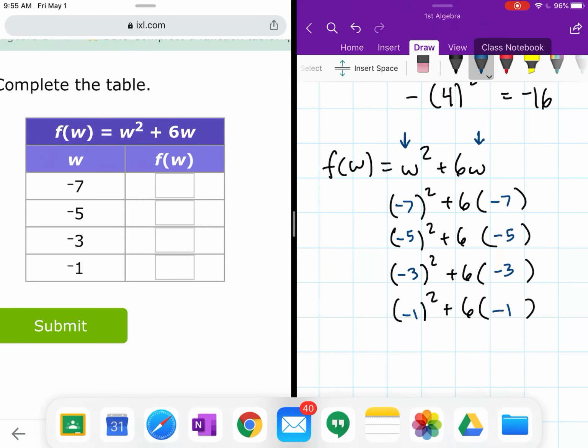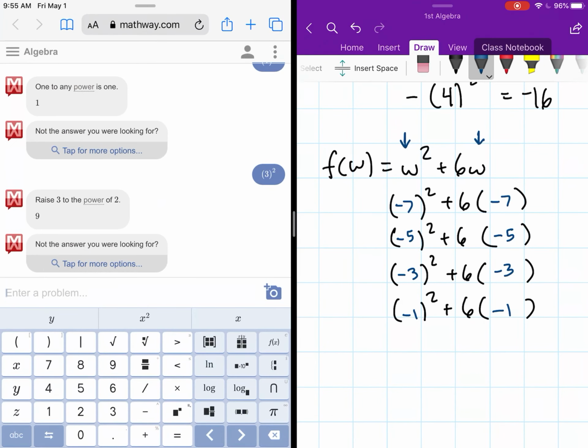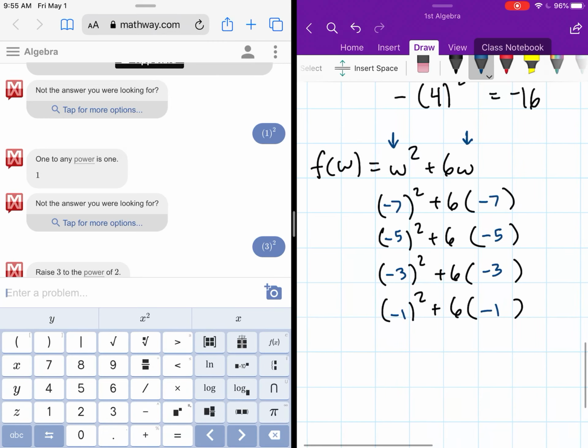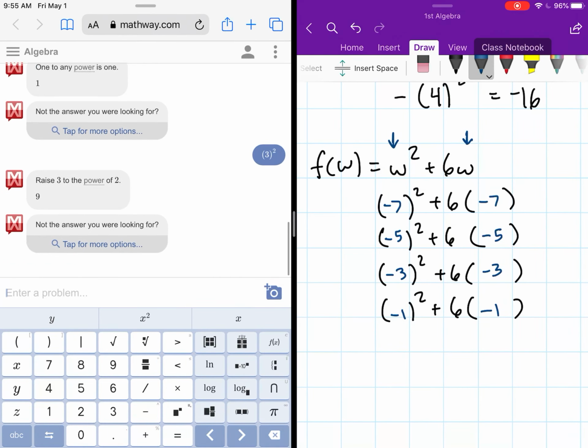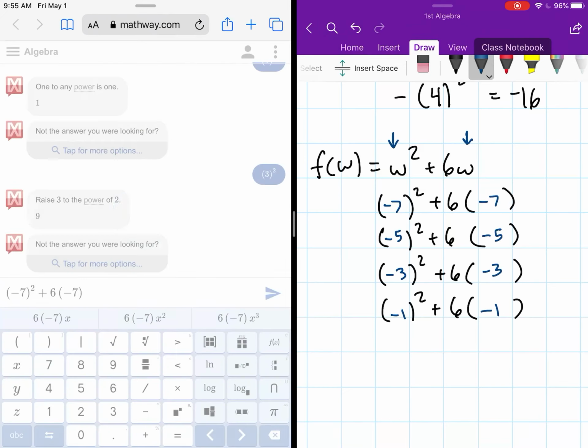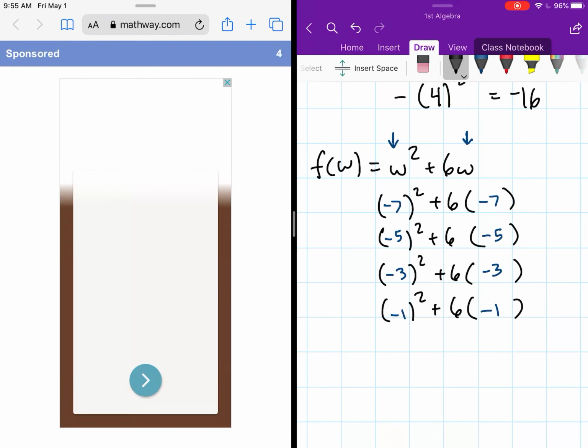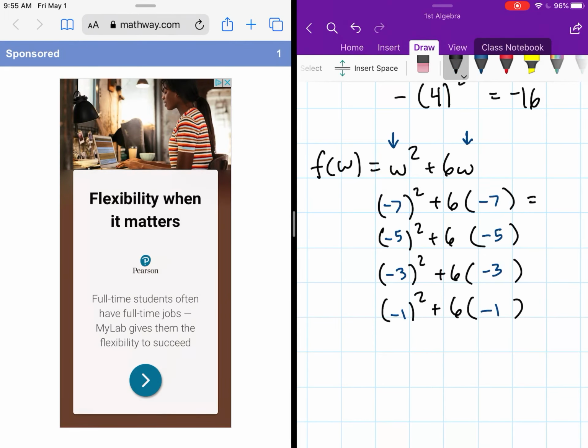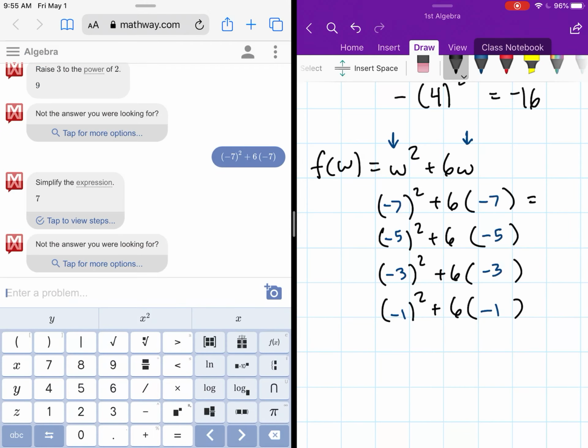I'm going to type those into Mathway real quick, and then I'll stop here at this example. The rest of it is pretty much the same thing. It doesn't change much from this. Parentheses, negative 7 squared plus 6 parentheses, negative 7. And just double check if that's correct. Yes. And submit. So this is going to give me positive 7.